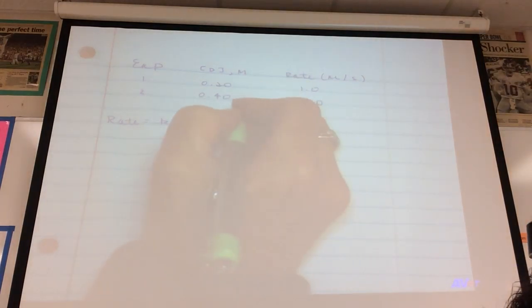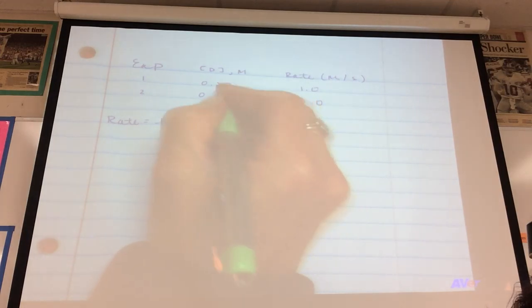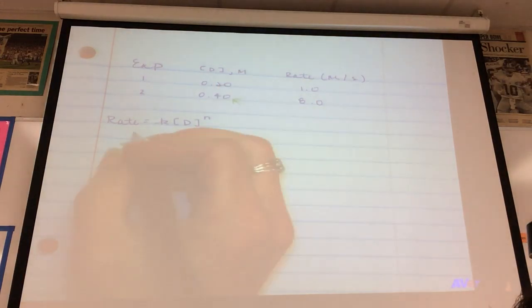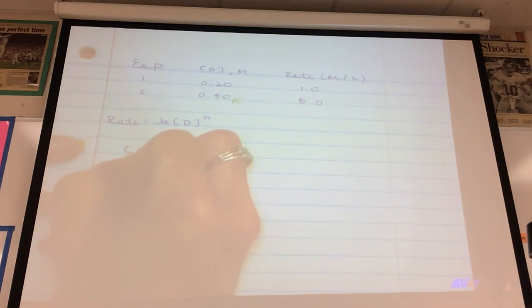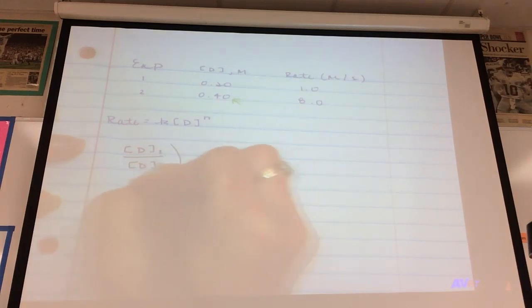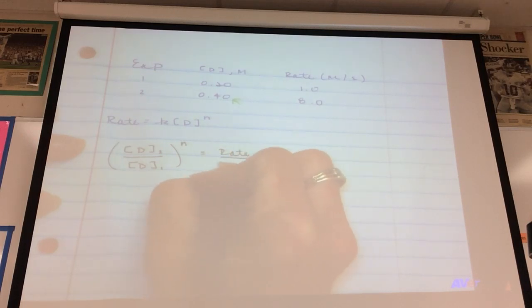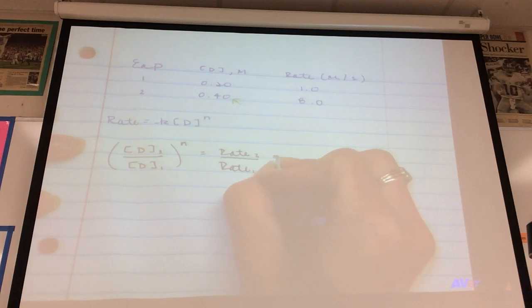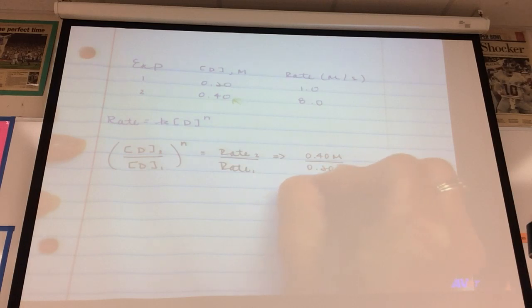And again, I see this quantity is larger than that, so I want it in the numerator. It's easier. I'm going to have the concentration of D in experiment 2 over the concentration of D in experiment 1 raised to the N. That's equal to the rate of the second experiment over the rate of the first experiment. I've got 0.40 molar over 0.20 molar to the N, and that's equal to 8 molar per second over 1 molar per second. I've got 2 to the N is equal to 8.